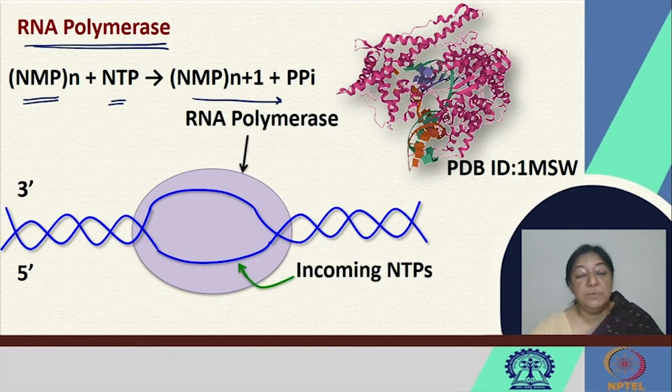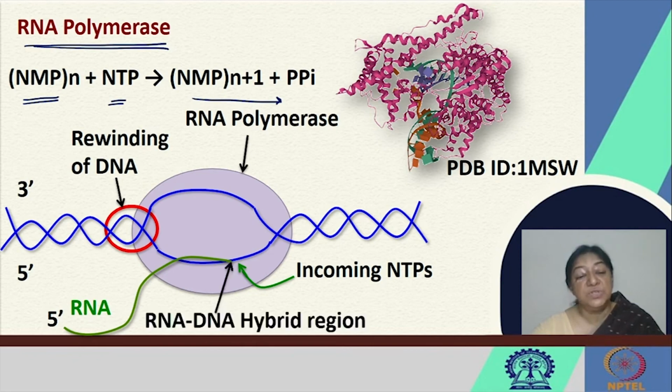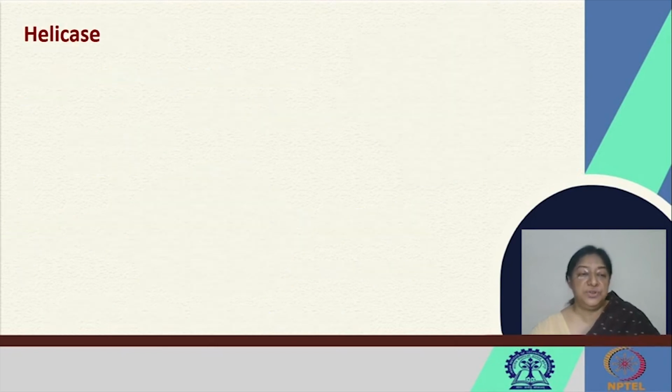So the RNA polymerase, we would have the incoming NTP, the RNA itself, the rewinding of the DNA that would occur after the template was created. So there would be a region that would have RNA and DNA known as the hybrid region.